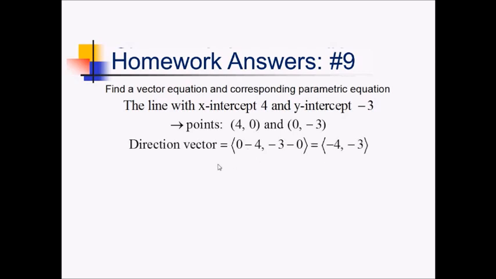And now our vector equation is going to be our starting point, which will just be this first point here, (4, 0), plus t times our direction vector of (-4, -3). For the x parametric equation, we have x equals our starting x value of 4 plus t times -4, so 4 minus 4t. And then for y, we have y equals starting y value of 0 plus t times -3, or just simply y equals -3t.